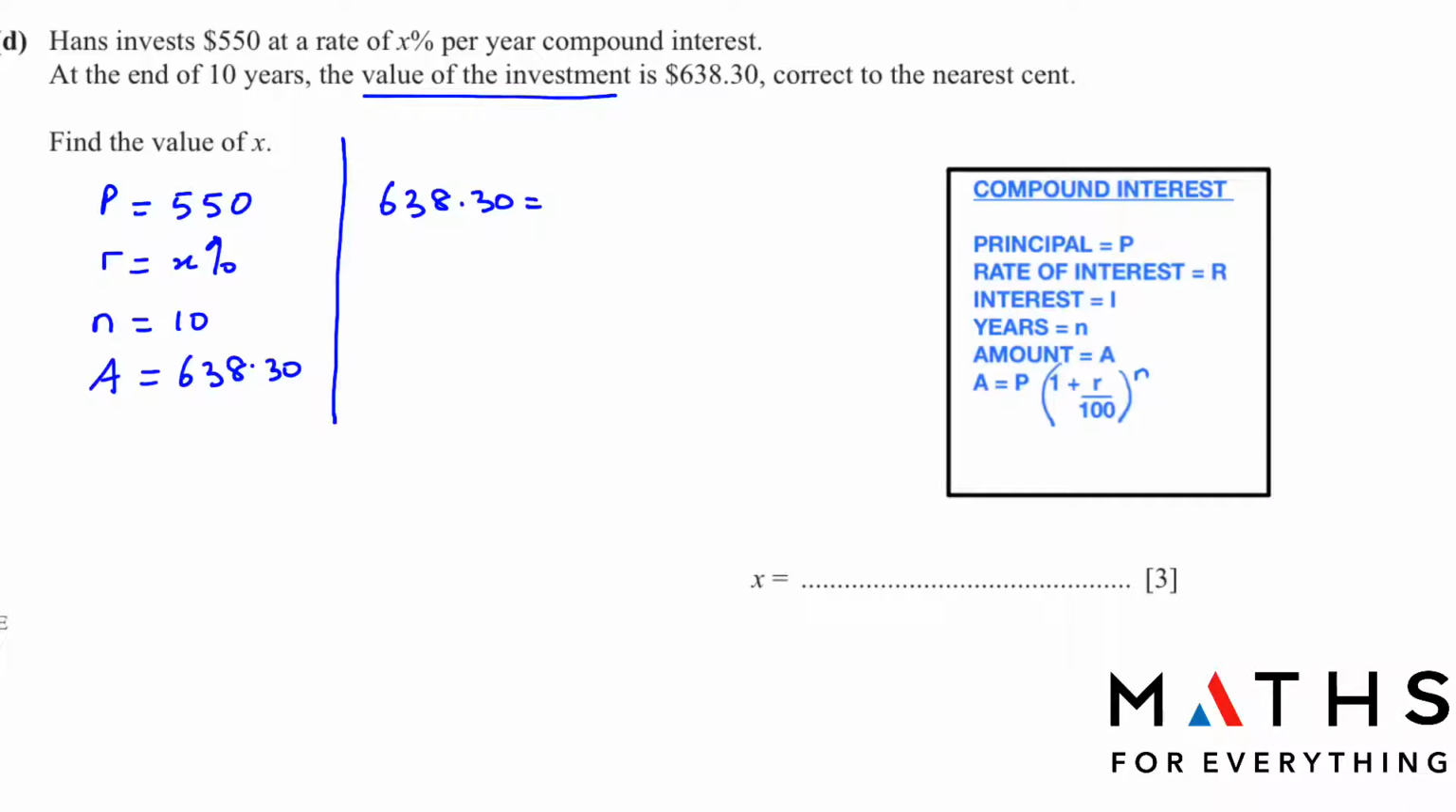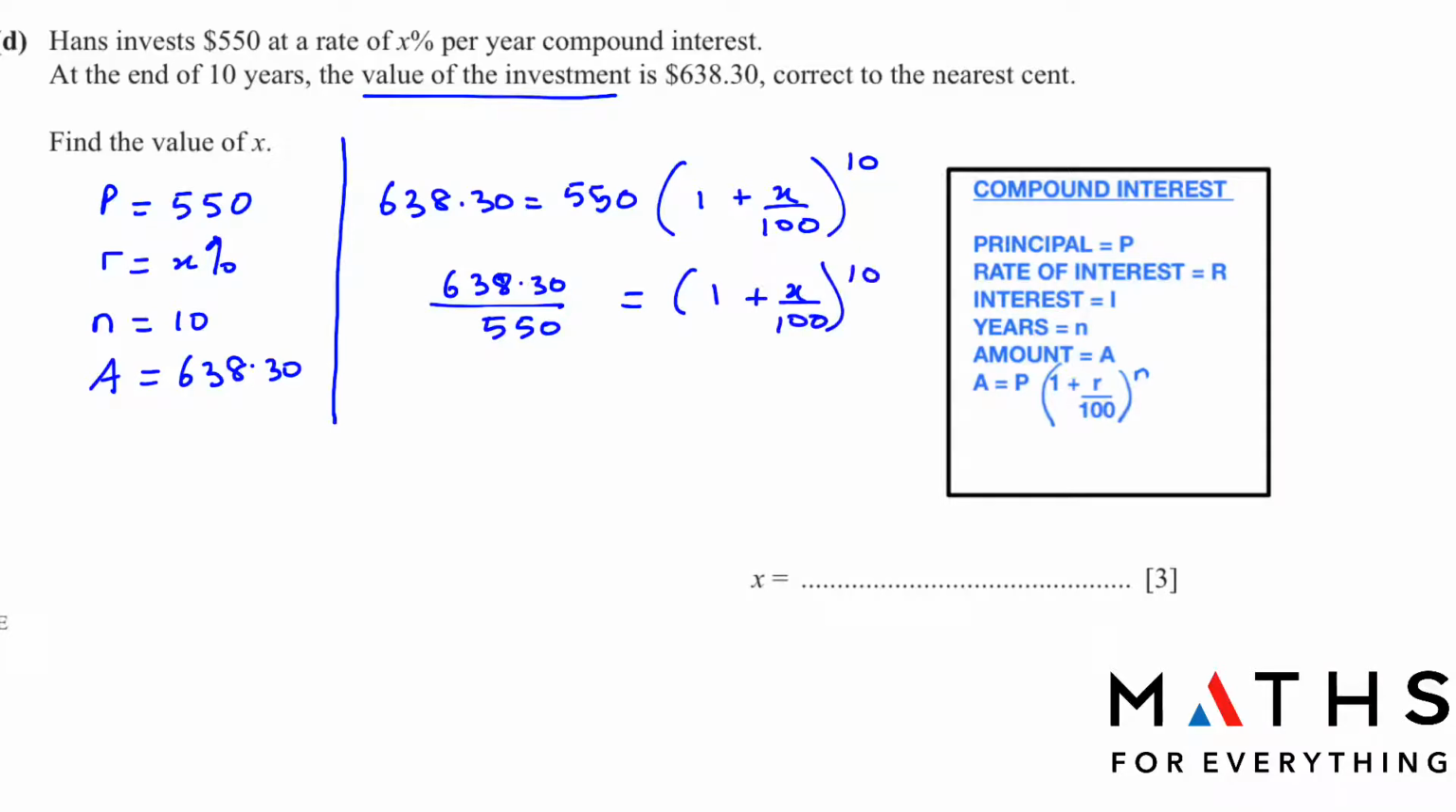638.30 is equal to the principal, which is 550, bracket 1 plus X over 100, to the power of 10. If you're good in algebra, you will know you just have to make X the subject. For doing that, first we remove what is outside the bracket. 550 is a multiply. When I shift it to the other side, it will be a divide. And then we are left with 1 plus X over 100 to the power of 10.